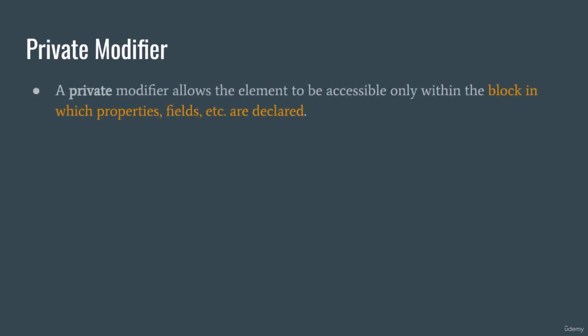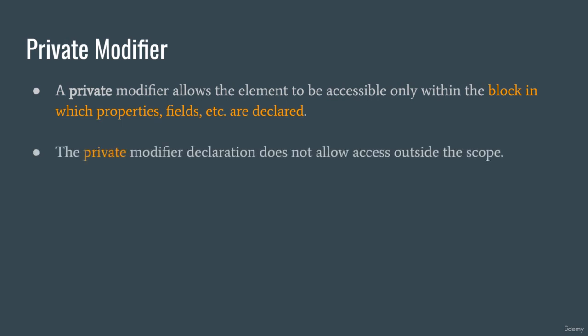Then the private modifier, and that's where things can become a little more interesting. A private modifier allows the element to be accessible only within the block in which properties, fields, etc. are declared. So if something is private, then it's only accessible where it is declared. All right. So the private modifier declaration does not allow access outside of the scope, and a private package can be accessible within that specific file.